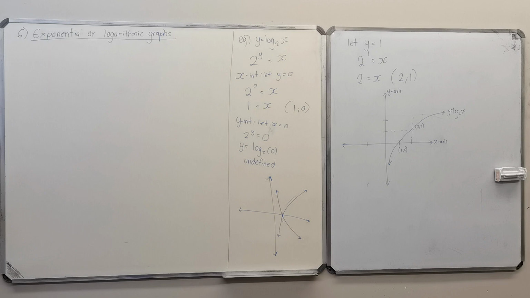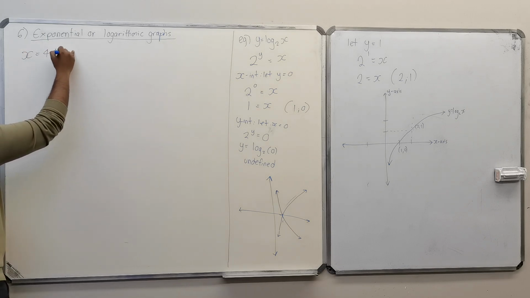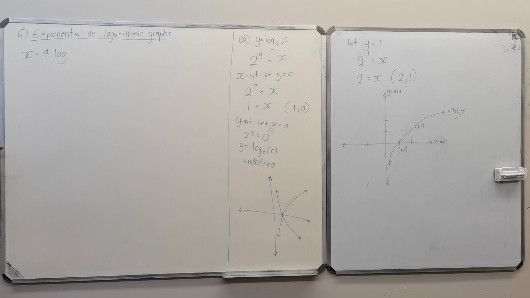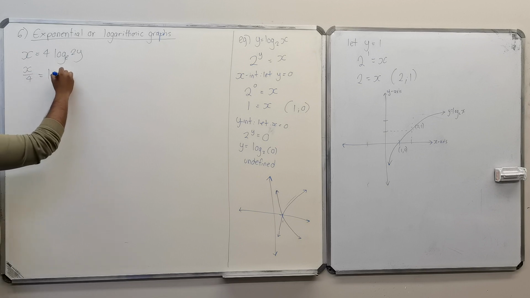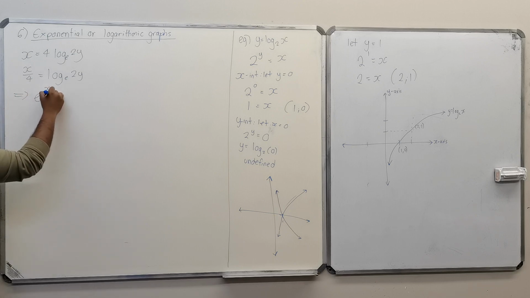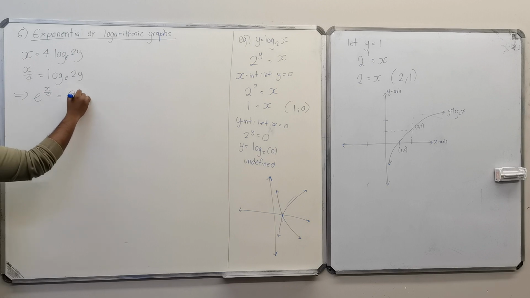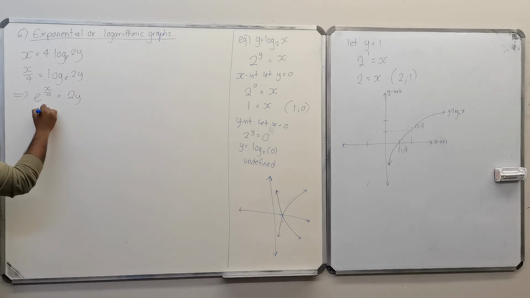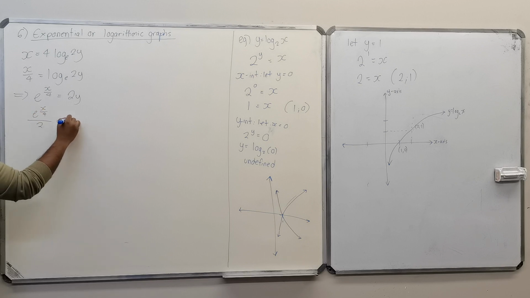Okay, this is another example. They tell you x is equal to 4 log e to y, divided by 2. Okay, so you divide by 4 first. You'll say x over 4 is equal to log e to y. Then e to the power x over 4 all over 2 is equal to y.